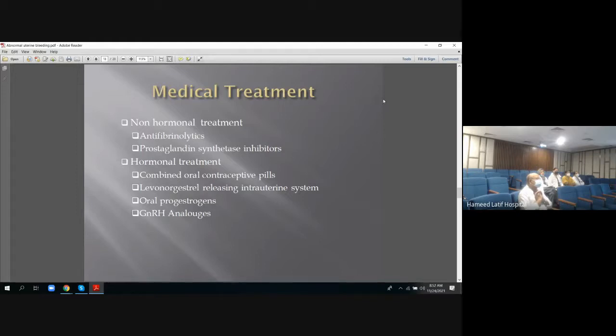Oral progestogens are also helpful in the management of women with irregular heavy menstrual bleeding. GnRH analogs act by down regulating the hypothalamic pituitary ovarian axis and induce ovarian suppression leading to amenorrhea.